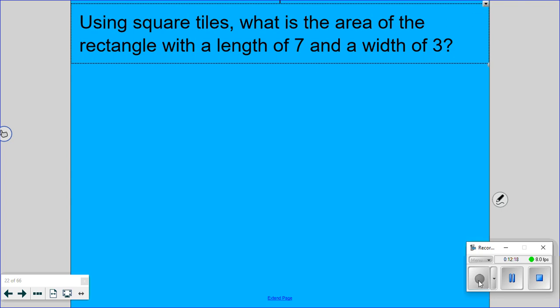When you or you and your partner figure it out, give me a secret thumb. Baby. How'd you build this shape? How did either you do it or you and your partner do it? How did you do it? Avery, how did you do it? I did the width 3 and the length 7. Okay, so you built the width first, right, of 3, and then the length connected.